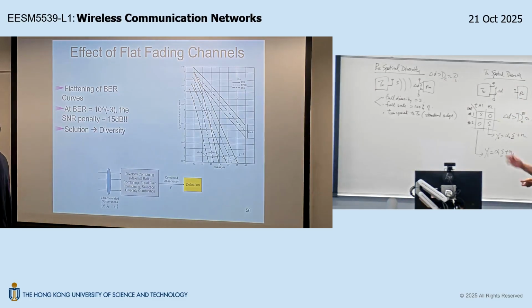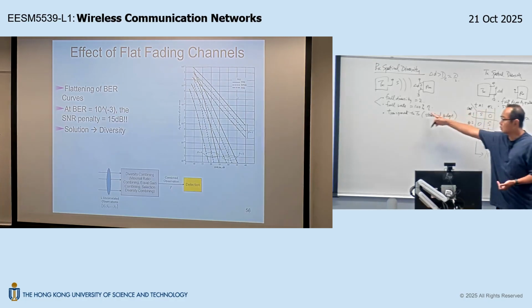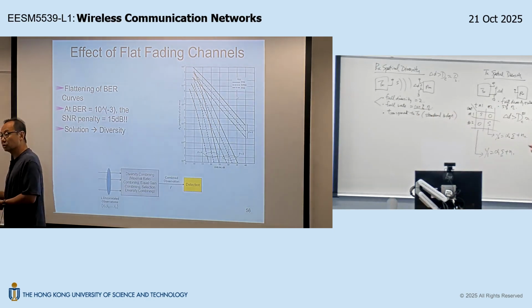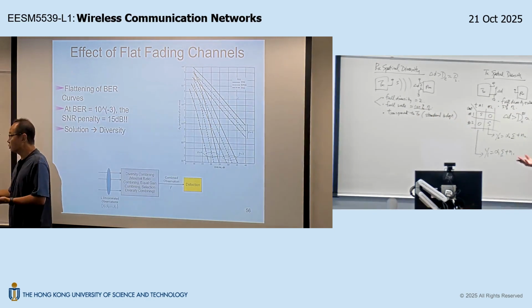Okay? But this is not quite the same performance as receive spatial diversity, right? Because now, yes, you have a full diversity order equal to 2. But what about the spectral efficiency? Do you have 100% spectral efficiency? No, right? Because you have to use the channel 2 times to deliver one symbol. So in this case, you only got 50% of the spectral efficiency. This is not the same as receive spatial diversity, where you have 100% of the spectral efficiency, right? So that's not the best way to utilize the transmit antennas.